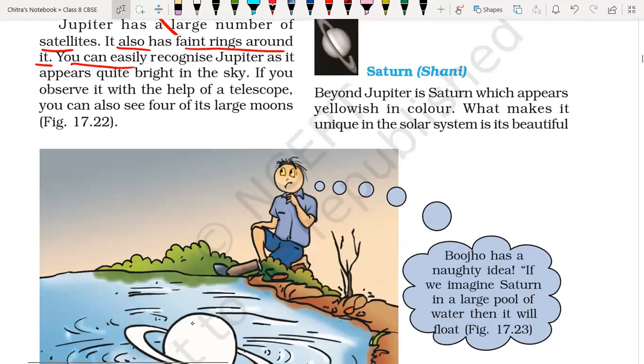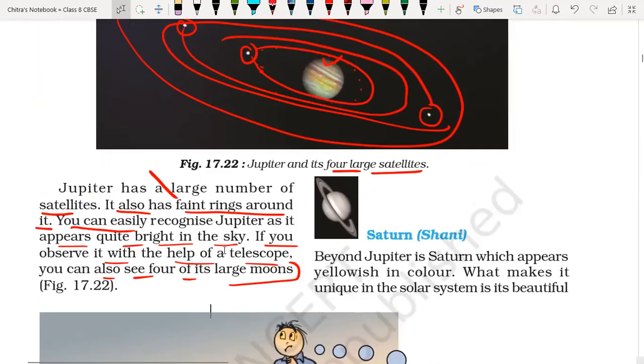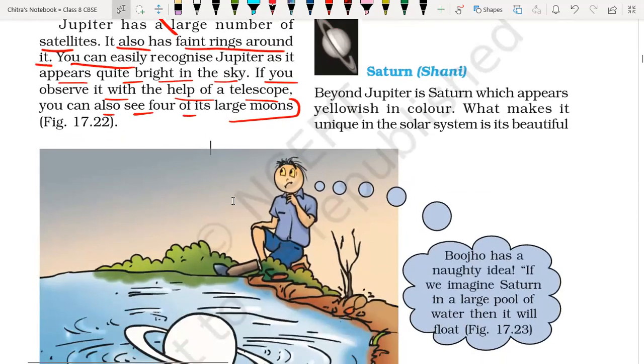You can easily recognize Jupiter as it appears quite bright in the sky. If you observe it with the help of a telescope, you will be able to observe it clearly. You can even see 4 of its large moons. If you observe with a telescope along with the planet, you can easily observe the 4 moons of the planet. Next we have Saturn.